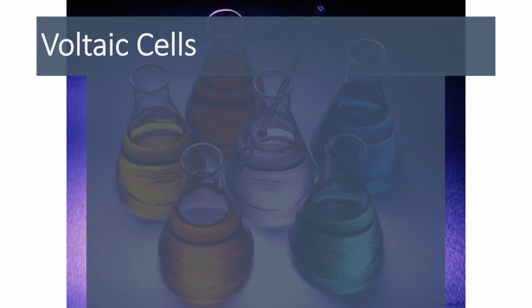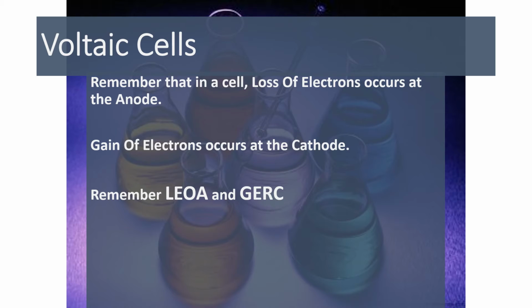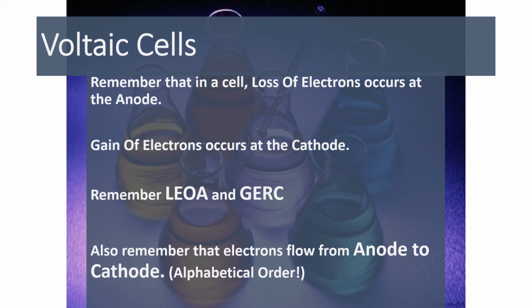So a few little memory tricks if we want to help with all this new terminology. Remember that a loss of electrons occurs at the anode, and that gain of electrons occurs at the cathode. The way we can remember this is LEO A and GER C. And so we can remember that oxidation and anode are both vowels, and reduction and cathode are both consonants. So that's an easy way to pair them up. We have vowels and consonants. And we just remember where it happens, and this will help identify within the cell.